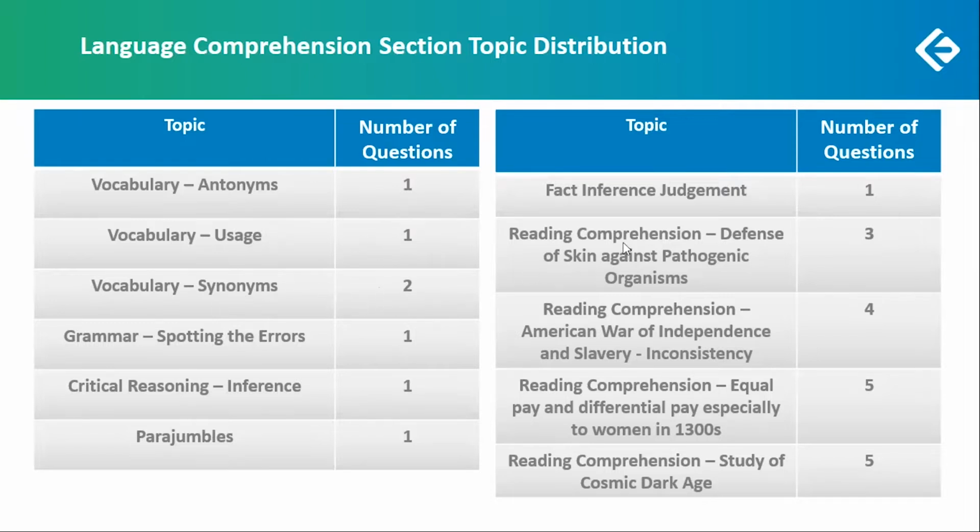One thing that jumps out straight away is the fact that you had 4 reading comprehension passages and a total of 17 questions spreading across these 4 passages. Another aspect that comes through is you just had 1 critical reasoning question, an inference based question, 1 grammar question, which is a spotting the errors question, and 1 parajumbles question, and a fact inference judgment question came through as well this time around.